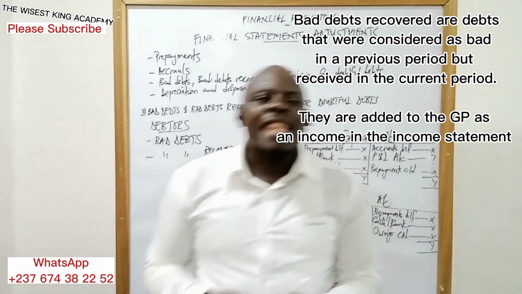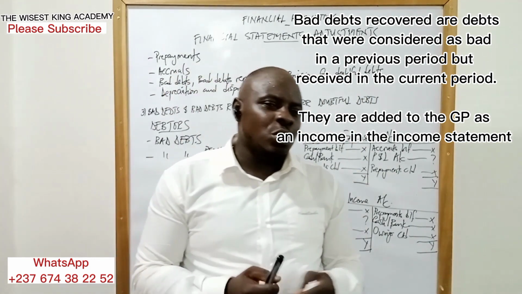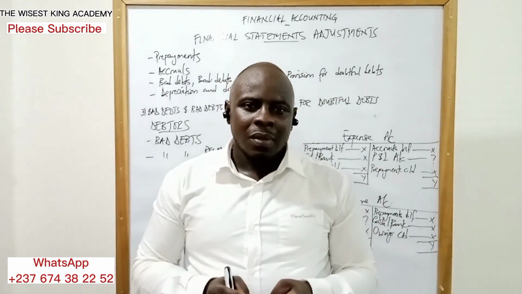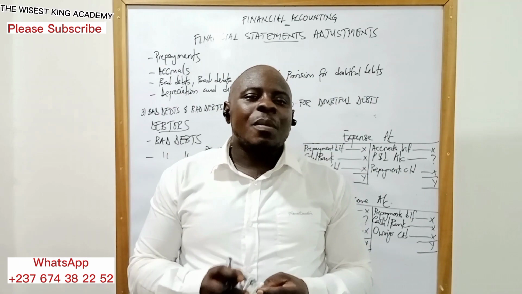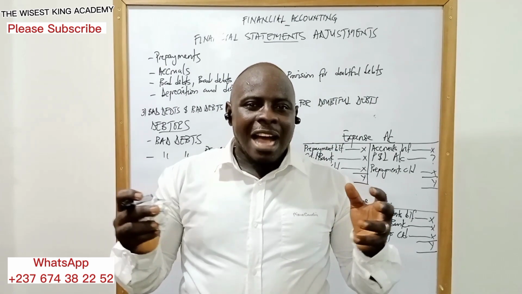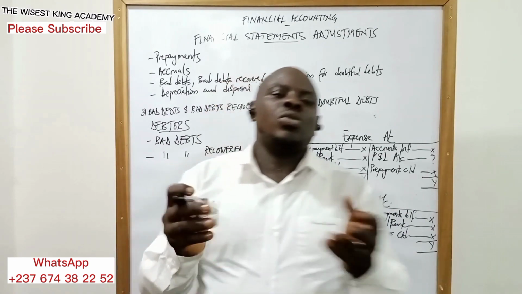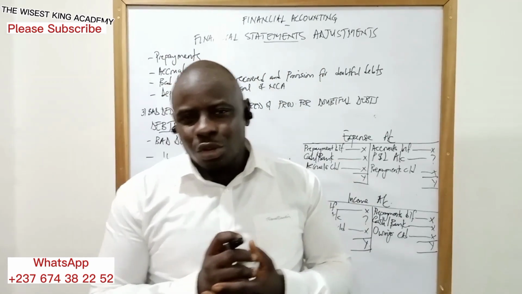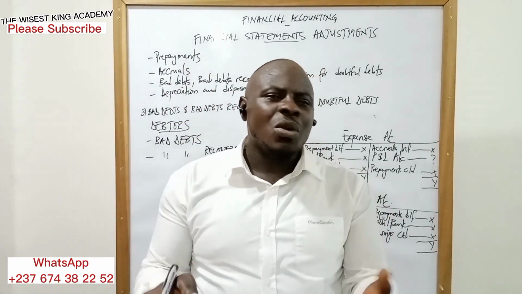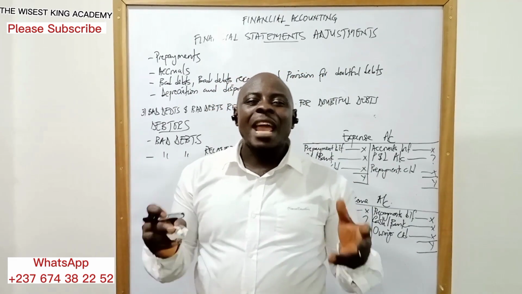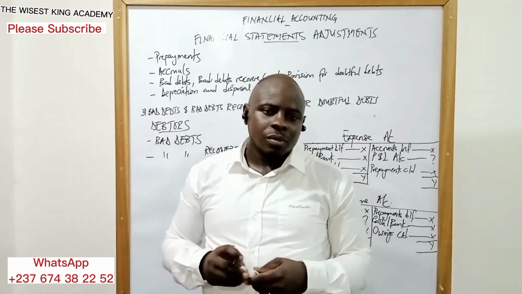If there was a customer that was owing you 3 million, and the customer was declared bankrupt, and now the customer has tried and restored his business, and now the customer comes to you. I know I was owing you 3 million, but this is 1 million. Won't you take? You will take. That is a bad debt recovered.